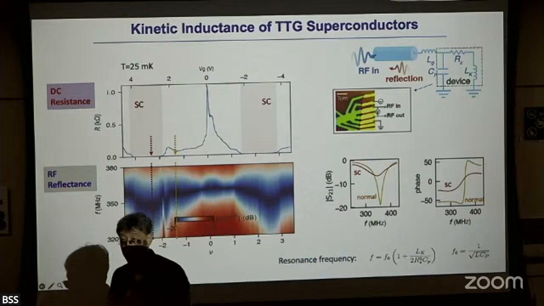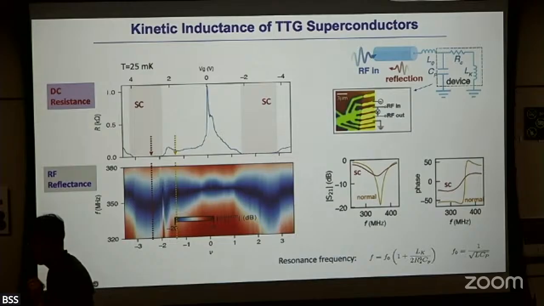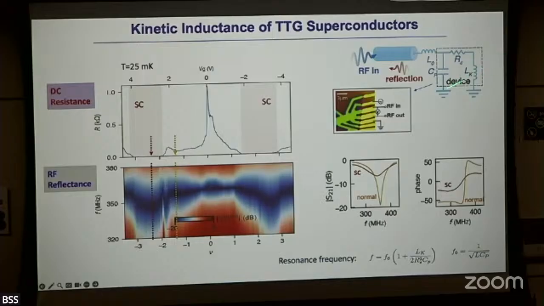So careful analysis of those shifts of the frequencies and the widths will give you information about the kinetic inductance in the system. You can always see that whenever we get into the superconductor, there is a frequency shift that appears, and the frequency shift is directly related to the kinetic inductance shift. So you can already see the effects in there.